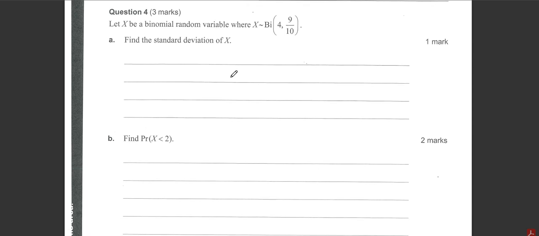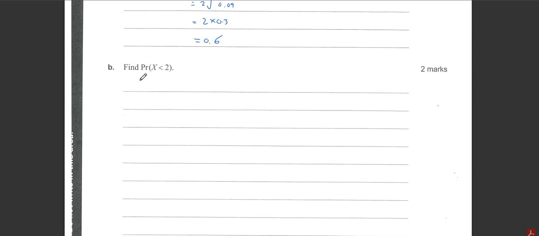Next, let X be a binomial random variable, 4 to 9 on 10. Find the standard deviation. Okay, so that's it, just using the formula, square root of np(1 minus p), which is equal to root 4 times 0.9 times 0.1. Square rooting the 4, we get 2, and then this is going to be 0.09, which is 2 times 0.3, which is 0.6.